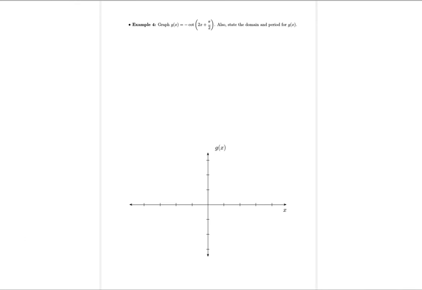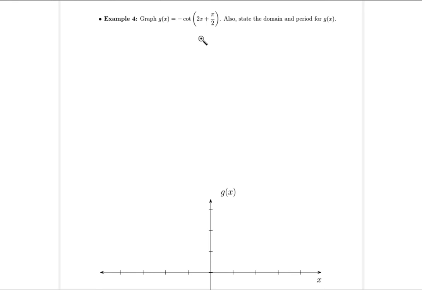All right, so last example here, we'll do another one where we have the argument not factored out, so that we've got to deal with that. So this one's going to involve the cotangent. But notice there is a little negative out here, right? So we understand there's going to be a vertical flip. So make a note of that right now. Vertical flip.